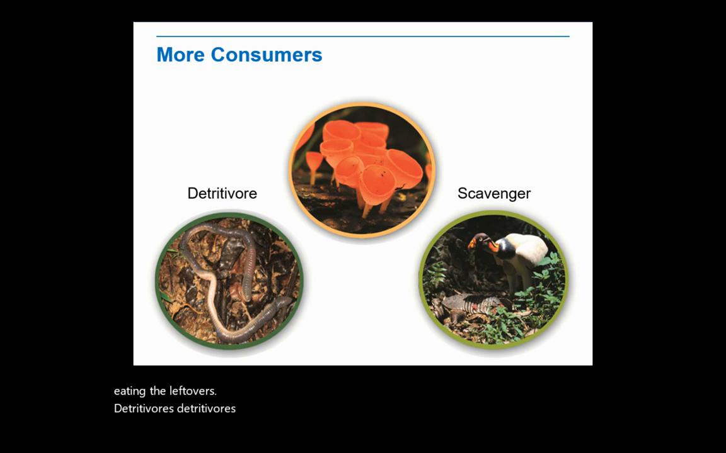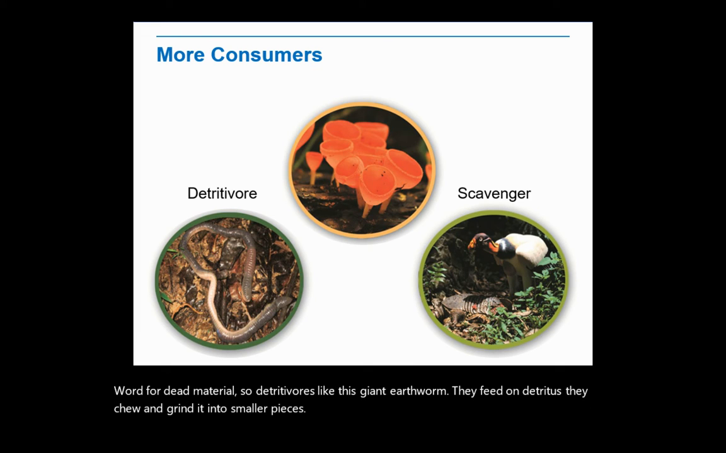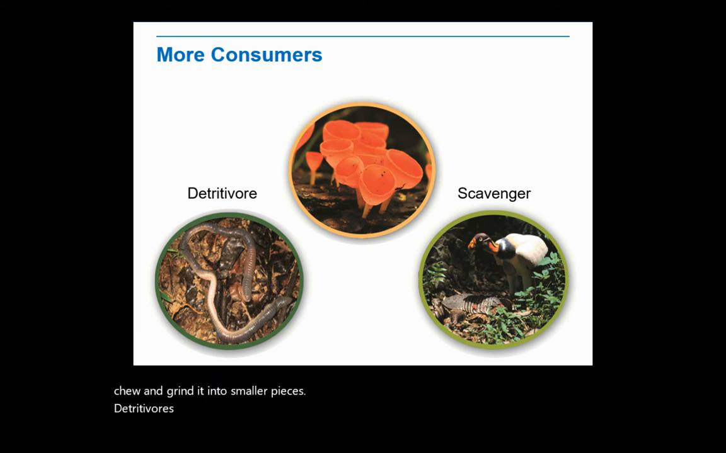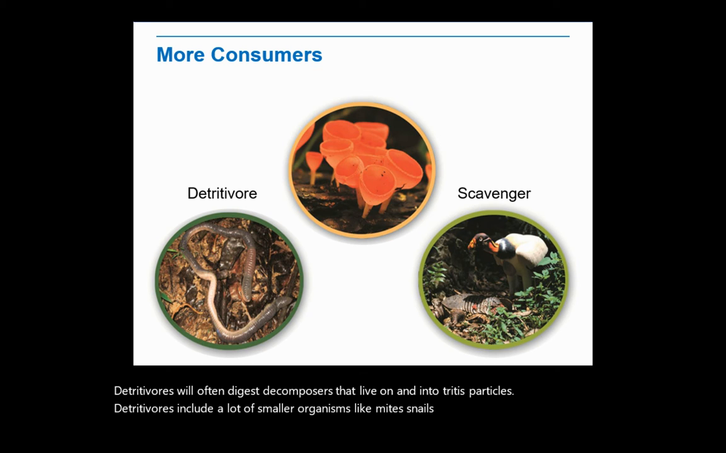Detritus is a word for dead material. So detritivores, like this giant earthworm, feed on detritus. They chew and grind it into smaller pieces. Detritivores will often digest decomposers that live on and in detritus particles. Detritivores include a lot of smaller organisms like mites, snails, shrimp, and crabs.